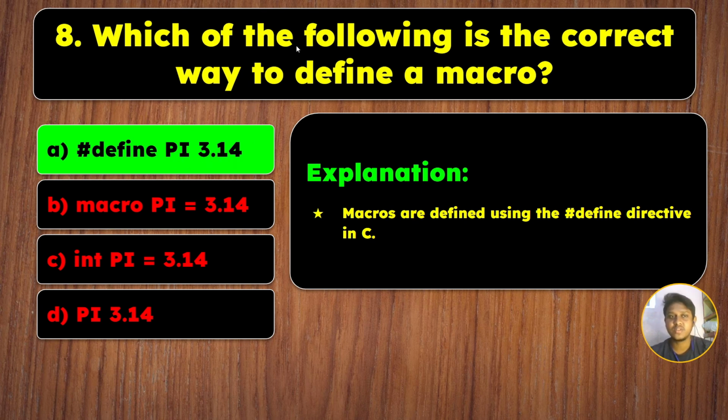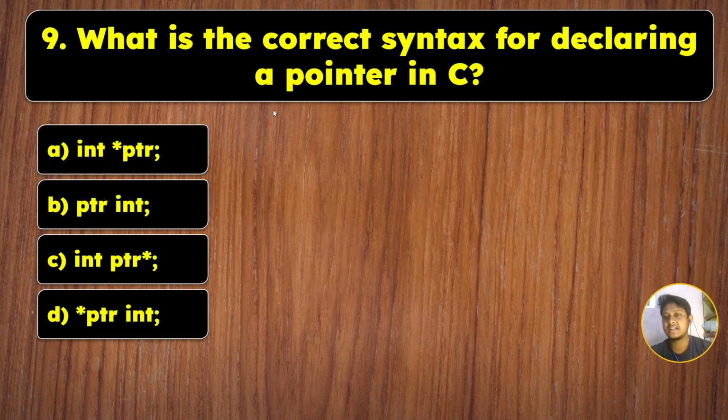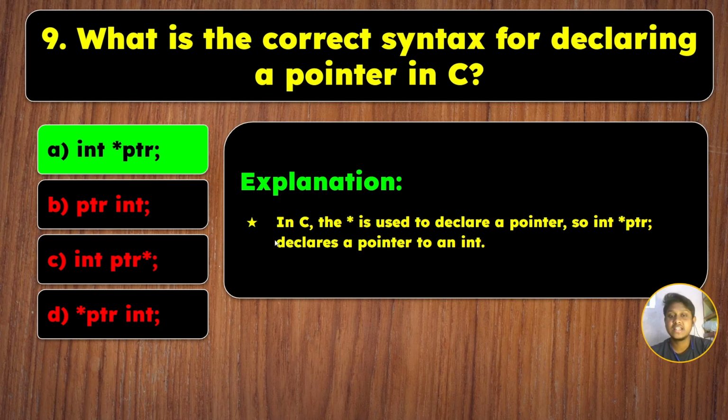So let's jump to our next question, which says, what is the correct syntax for declaring a pointer in C language? So we have our four options. Option A, int star ptr. Option B, ptr int. Option C, int ptr star. Then option D, star ptr int. So here the correct answer will be option A. As you can see, in C language, the star is used to declare a pointer. And by writing int star ptr, we can declare a pointer which is of integer type.